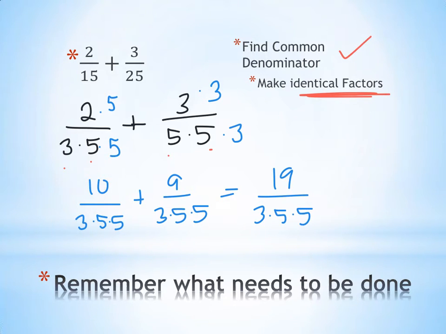Now from here, instead of just multiplying that out, what we can do is factor this 19 to see if there are any factors that we could cancel out. And that's what we're going to be doing as we go through this. So let's look at an example of this.